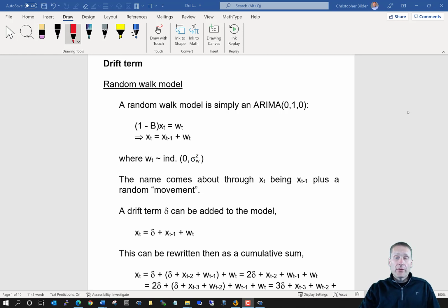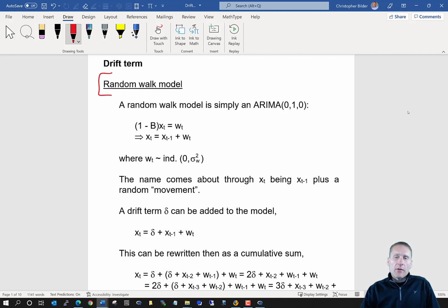This next part of the notes discusses what's called a drift term. A drift term basically is just another parameter that's added to an ARIMA model that sometimes is needed in special cases. So to help motivate this drift term, let's take a look at something called a random walk model.